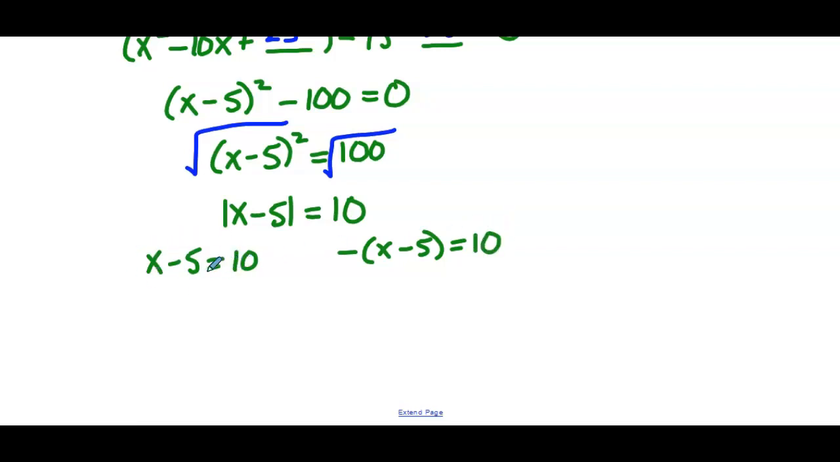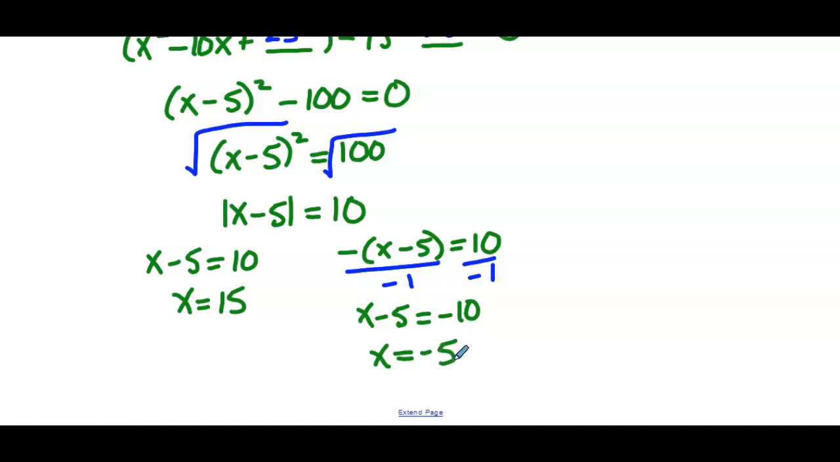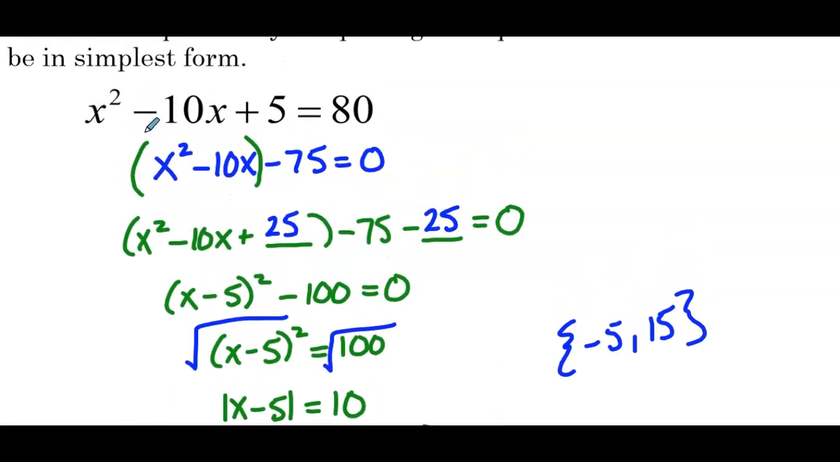So here we can add 5 to both sides of the equation. We get x equals 15. In this case, instead of distributing, I'll divide by negative 1, which was our other technique there. So x minus 5 equals negative 10. Add 5 to both sides, x equals negative 5. So our solution set is negative 5 or 15. And again, we can plug either of those values into the original equation to see that the equation is true. Make sure we didn't make a careless mistake along the way.